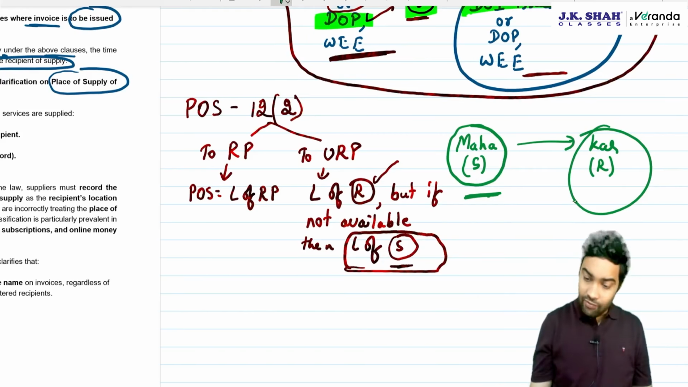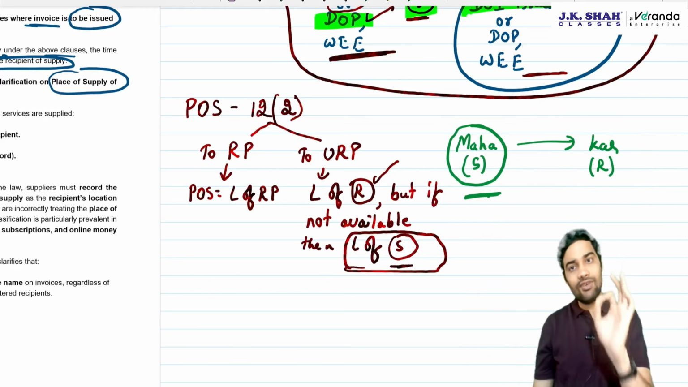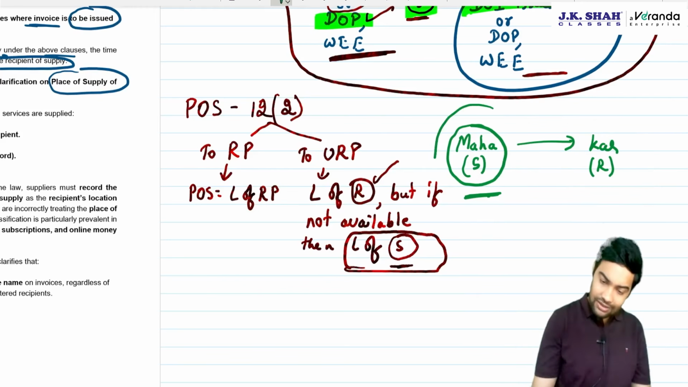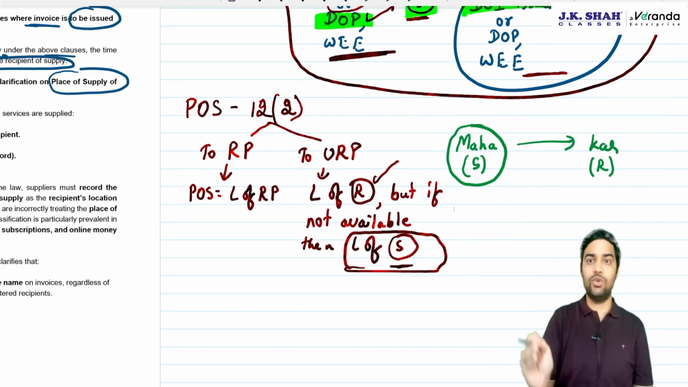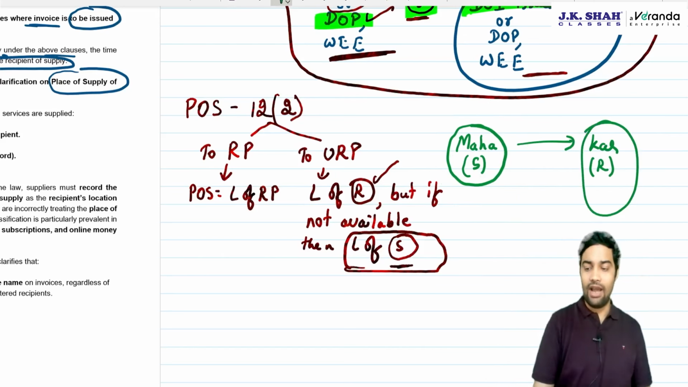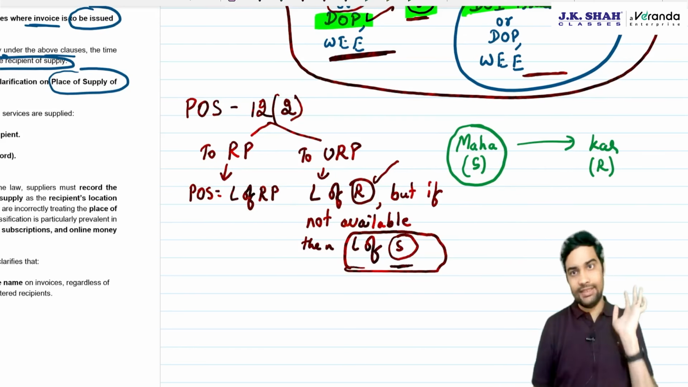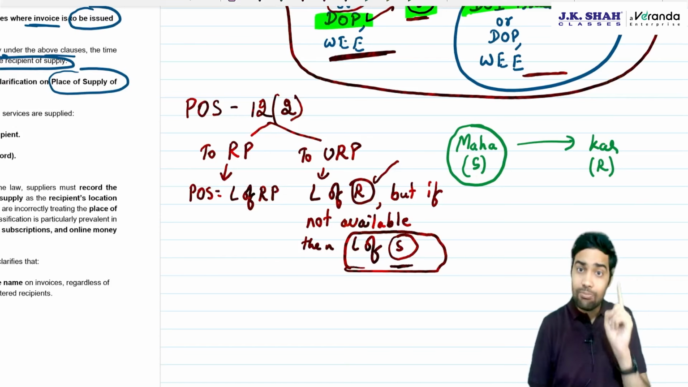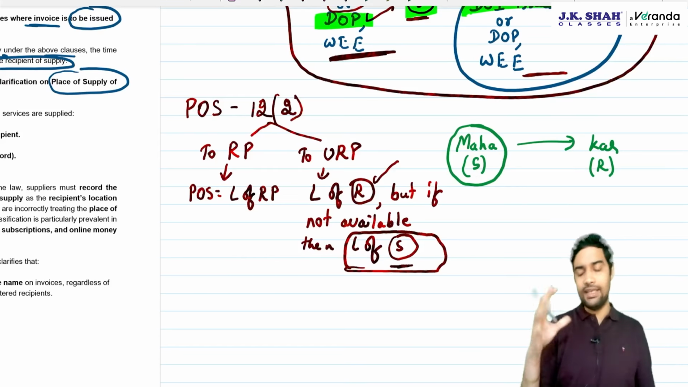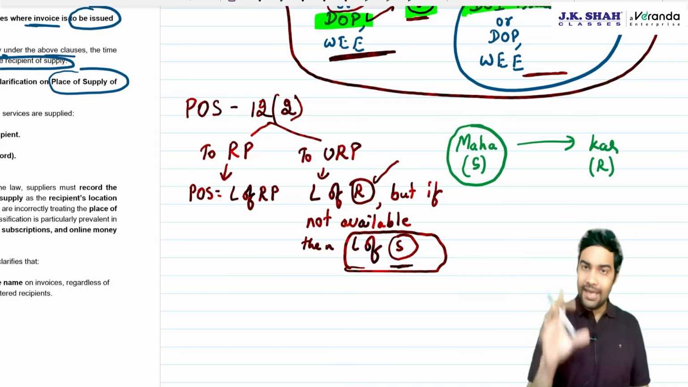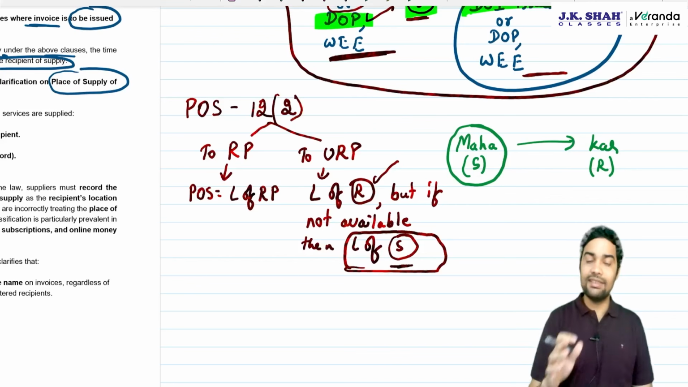Now, why this circular? Government has given one instruction. All these suppliers have to collect details of the recipient. They have to collect the state of the recipient. Why is it important to collect the state of the recipient? So that the tax flows to the correct state. So this circular is more to make people understand that it is important to follow the consumption principle.